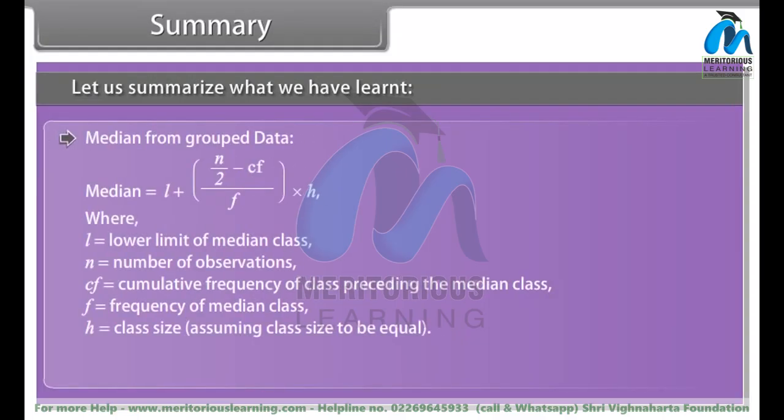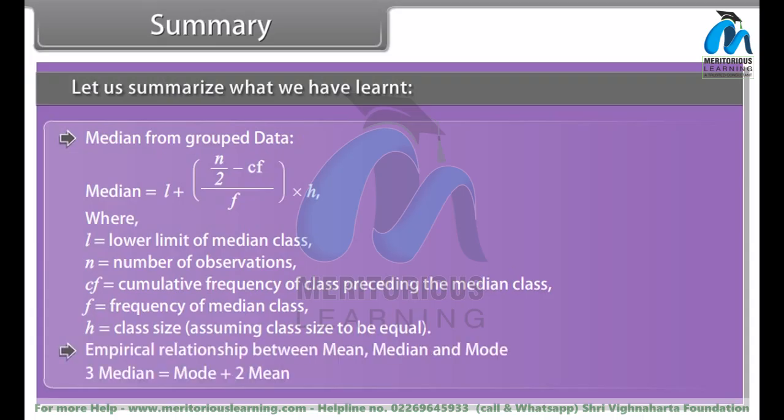Median from grouped data. L plus n by 2 minus cf, that is divided by f and multiplied by h, where L is equal to lower limit of median class, n is equal to number of observations, cf is equal to cumulative frequency of class preceding the median class, f is equal to frequency of median class, h equals class size assuming class size to be equal.